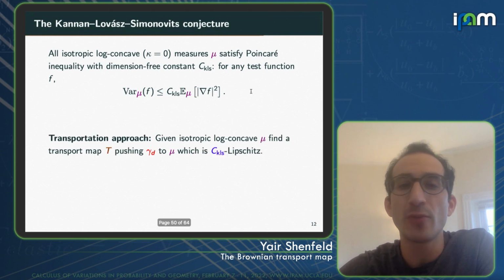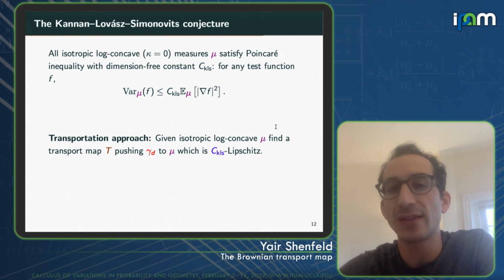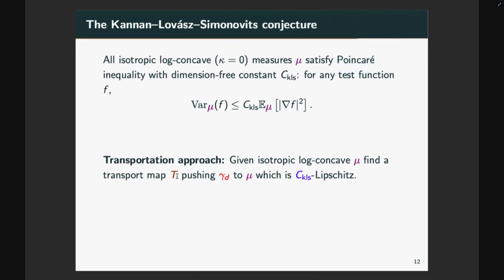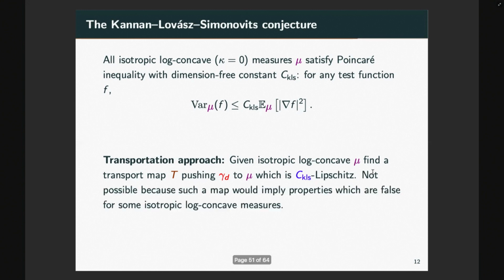So given what we heard so far, you might ask, how would you go about proving something like that? Probably you should try to come up with some transport map which pushes the Gaussian into mu and is C_KLS Lipschitz. That would do the job. But something like that just cannot be true because, as we said before, if you have a transport map, you can prove numerous other functional inequalities, not just Poincare. But those stronger inequalities are known to not be true for every isotropic log-concave measure. There are some isotropic log-concave measures for which stronger inequalities like that are just not true, where a transport map would give such inequalities for you, because a transport map doesn't really care about the particular form of the functional inequality.